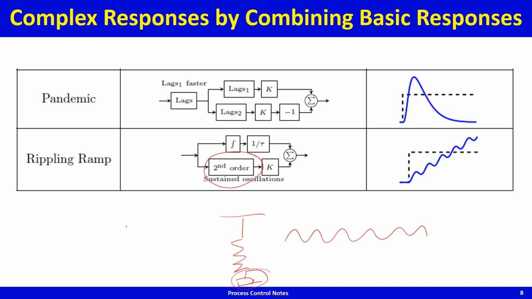It's of this form: second derivative of displacement is equal to some restoring term, of this form. And this equation has a solution which is like this: sustained oscillations that neither blow up nor do they die out. If you add this sine wave to this ramp, this is what you get. So you can see lots of things can be done simply by combining the basic response types.